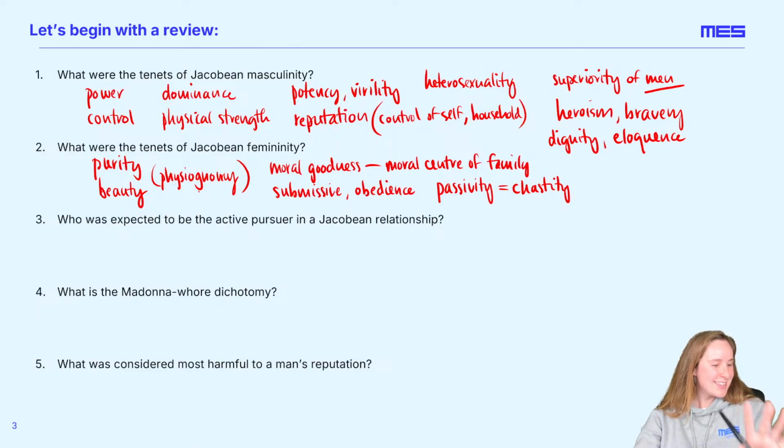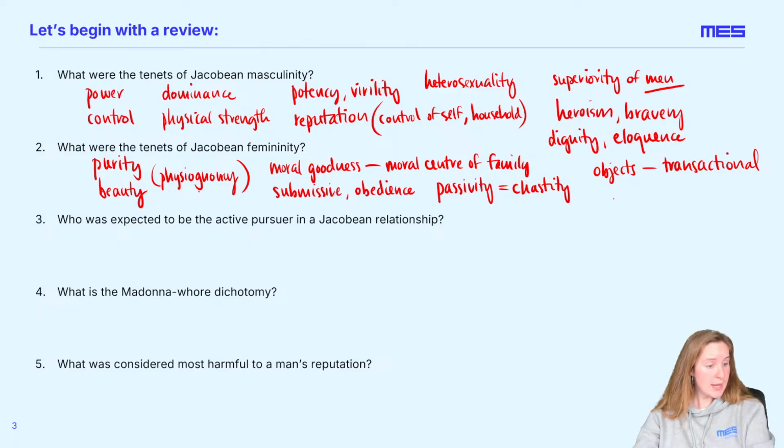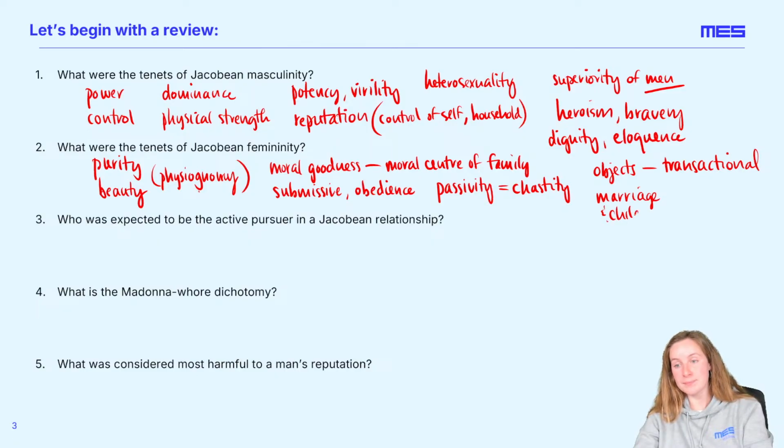Here as well, Steve said they're meant to be objects. Yes, so here now we're thinking about this idea of them serving a transactional purpose for the men in their life, as in women were born, as was said, for marriage. This was their role in society, marriage and children. And in what way is this transactional?